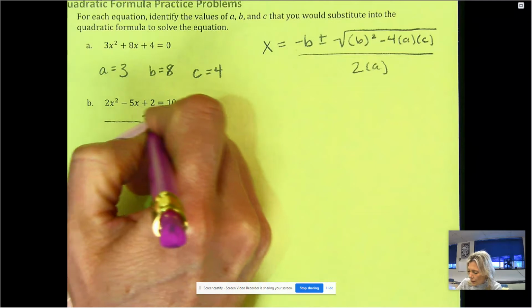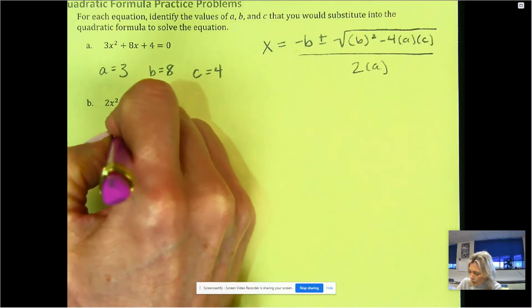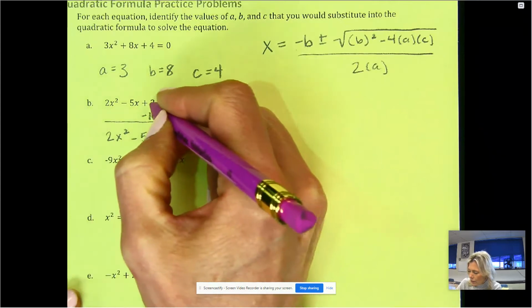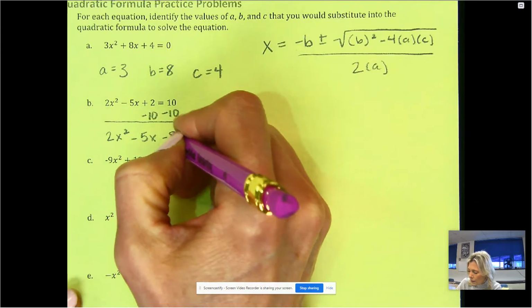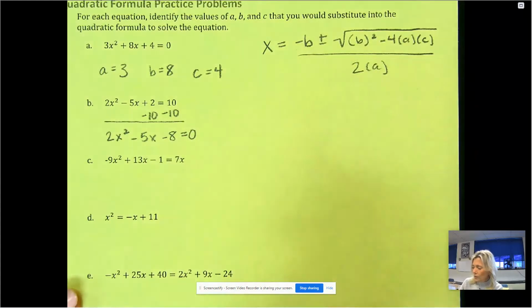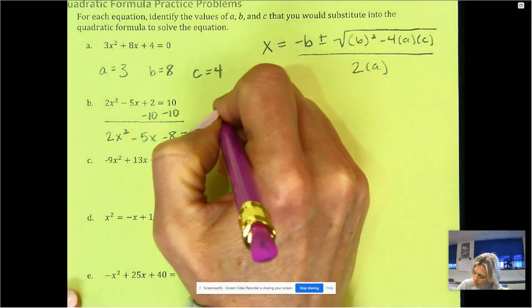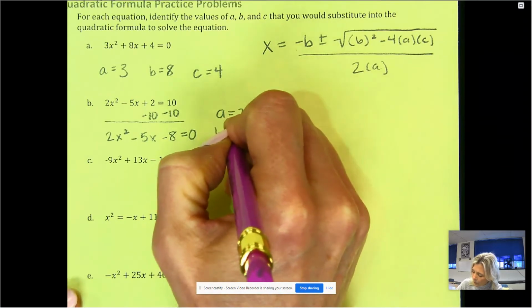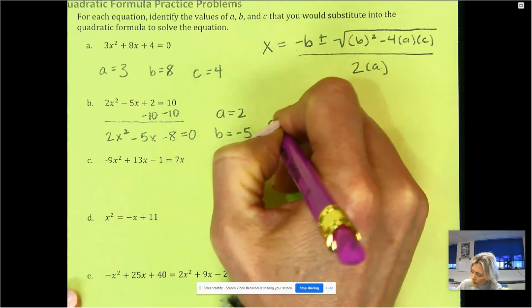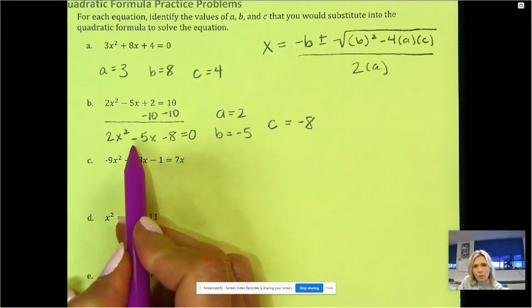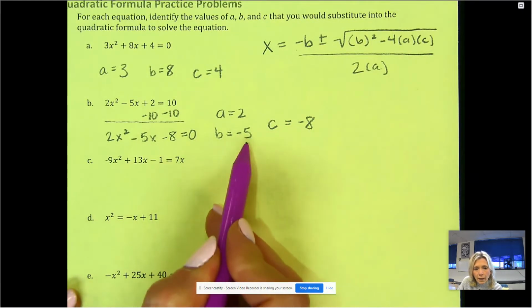And that gives us 2x squared minus 5x. And then 2 minus 10 is negative 8. 10 minus 10 is 0. So it's set equal to 0. And we can say what A, B, and C are. Remember, when there's a minus in front of the term, that makes your value negative.